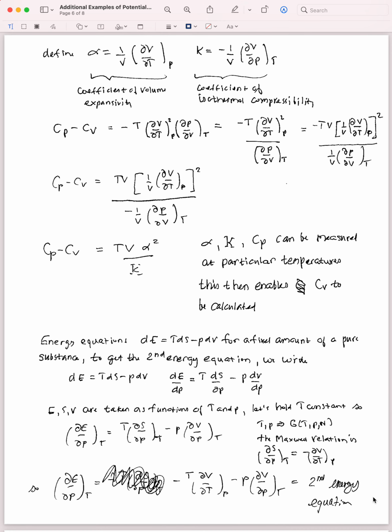Then I go through and do some more calculations in terms of volume expansivity and the coefficient of isothermal compressibility. And then I deduce the second energy equation for you. Again, we deduced number 1 in class.